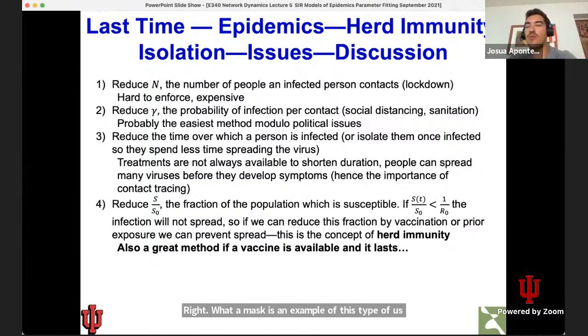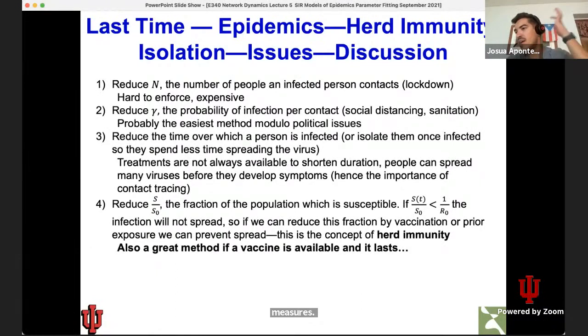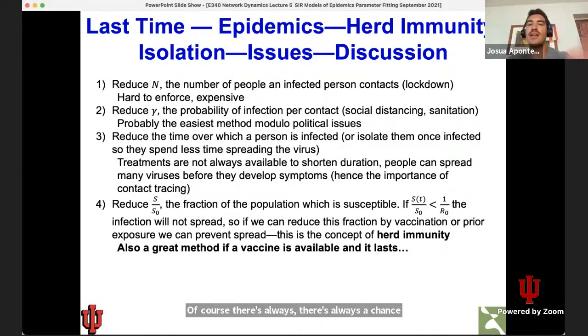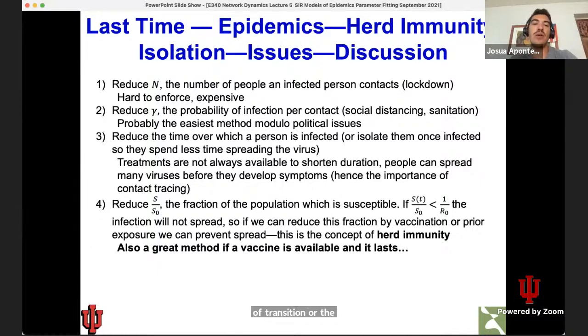Of course, there's always a chance that any of these measures could be politicized, but that is independent of the model, right? What the model tells you is that the rate at which people get infected depends on how many contacts there are and the probability of infection per contact. And from that we can readily infer that either reducing the number of contacts or the probability of infection will reduce the rate of transition, or the rate of infection.